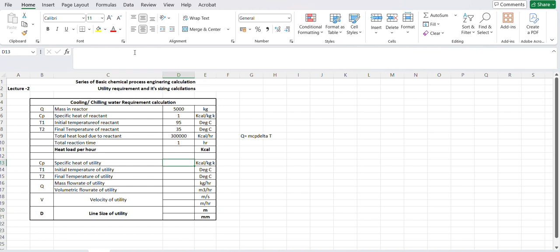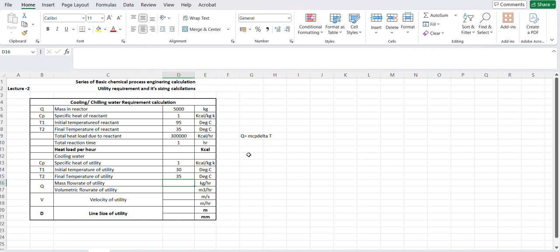Okay, based on that we are considering the utility as cooling water. For cooling water we consider the specific heat as per standard, 1 kilocalorie per kg Kelvin. Then we assume the initial temperature of the cooling water supply is 30 and the final temperature is about 35 degrees Celsius, a 5 degree delta. You can consider 4 degrees also. Then we calculate the mass flow rate.